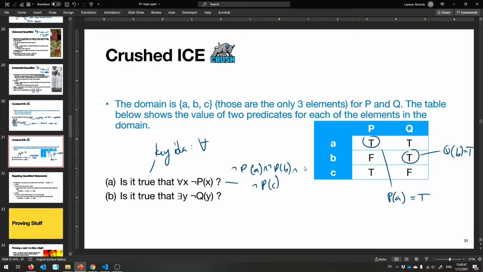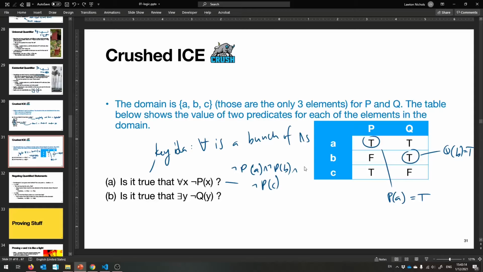For all is a bunch of ands. Okay, so is it true now that for all x, not p of x is true? Well, is this newer, easier to think about statement true? Is it true that it's not true? I keep on saying true. This is really hard to explain without saying the same words, sorry.